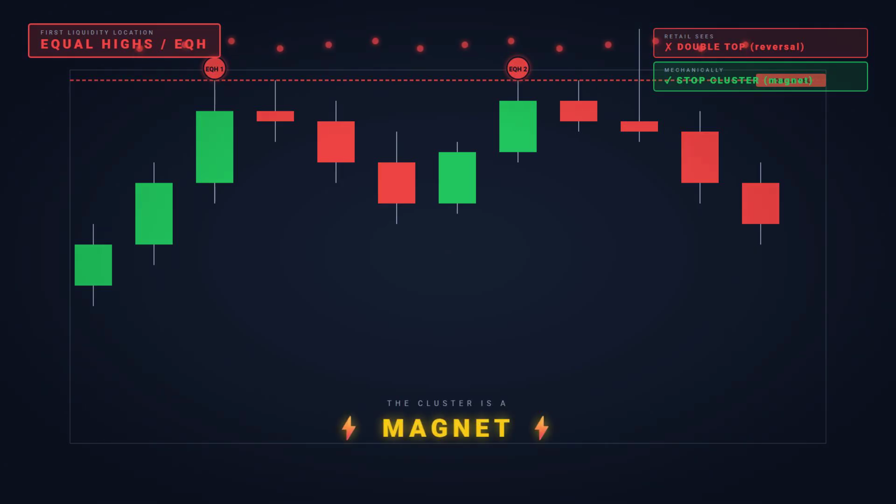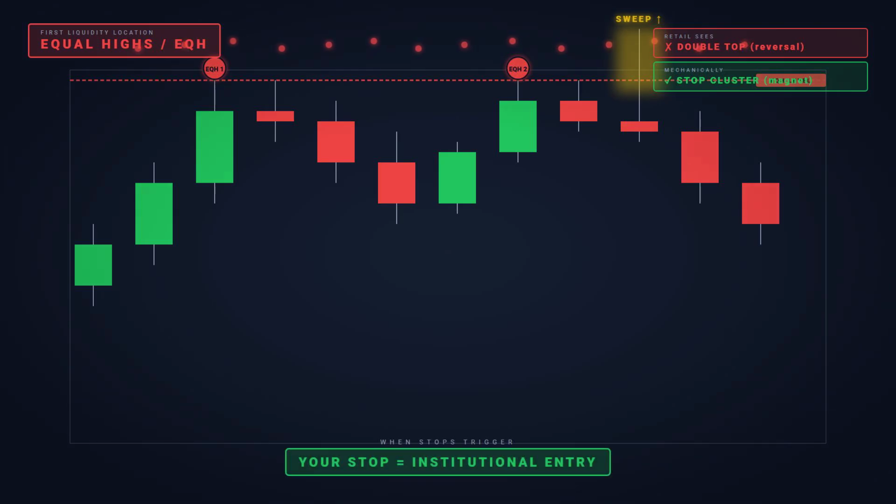Price doesn't test that level a second time because of supply. It tests it because there are orders there that need to be collected. When price finally pushes through that level and triggers those stops, those buy orders fill the institutional seller's position. That's the mechanism. Equal lows work identically in reverse.